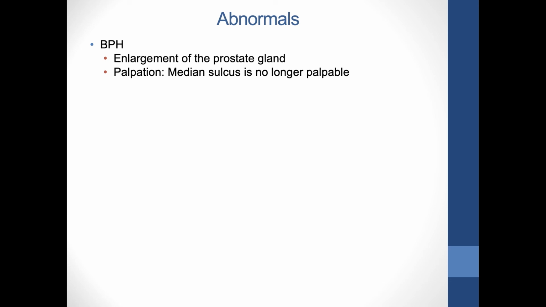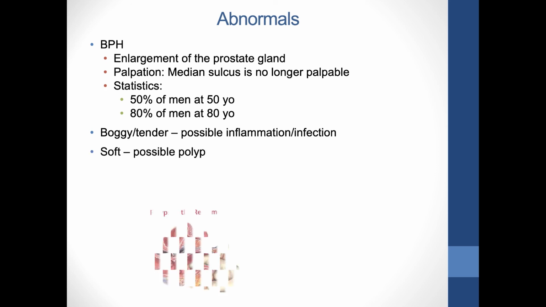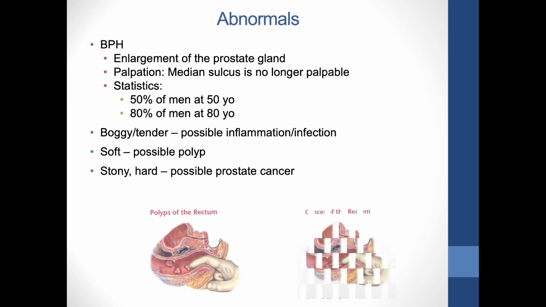With palpation, we can no longer palpate that median sulcus. Statistically, 50% of men are going to have an enlarged prostate over the age of 50 and 80% over the age of 80. It's going to be boggy and possibly tender due to inflammation and infection. You may find a soft mass, which could possibly be a polyp. If you find a hard mass, it could possibly be prostate cancer. And there's a couple of pictures there.